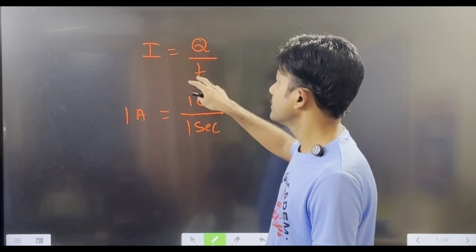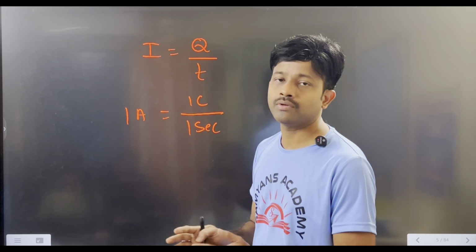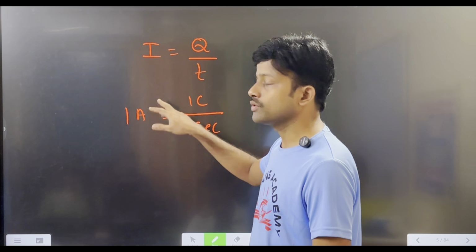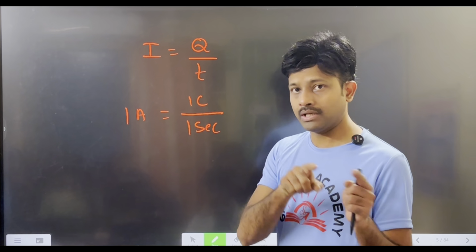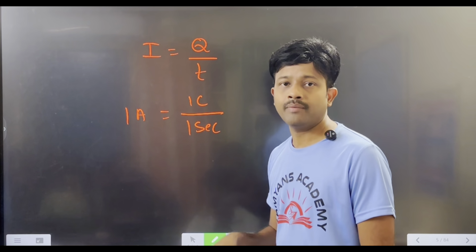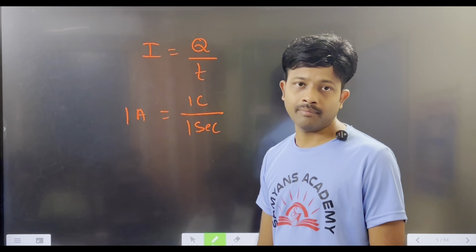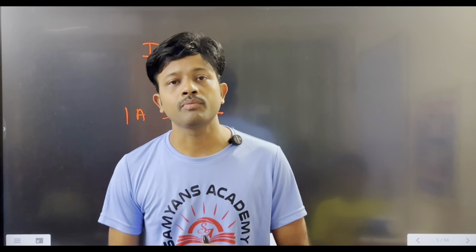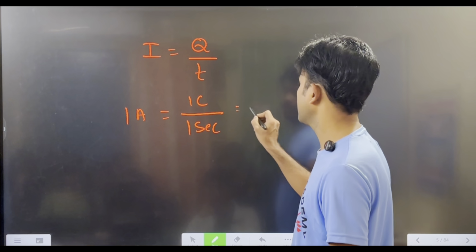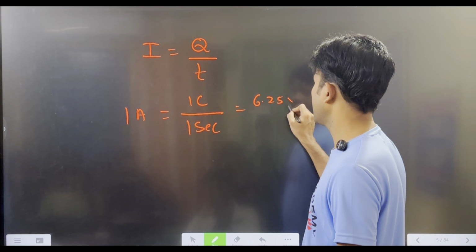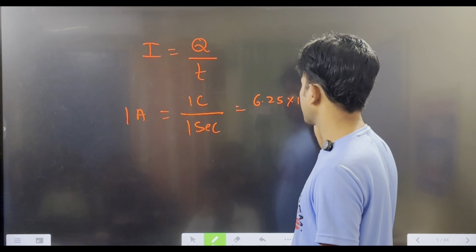Is it clear, everyone? So what is the current unit? Unit of current is ampere. So 1 ampere, how to define? So 1 coulomb of charge flowing through a particular area in 1 second of time, then it is said to be 1 ampere. So 1 coulomb of charge consists how many electrons? Just now we discussed. What is that? Yes, that is 6.25 into 10 to the power of 18 electrons.